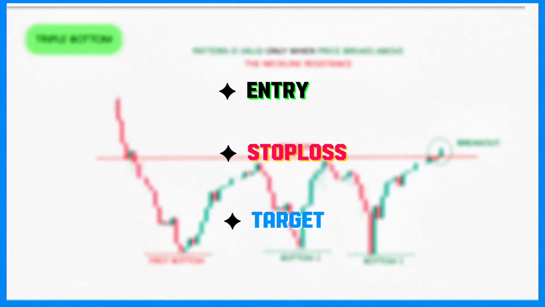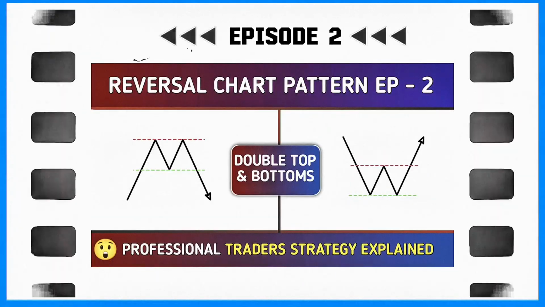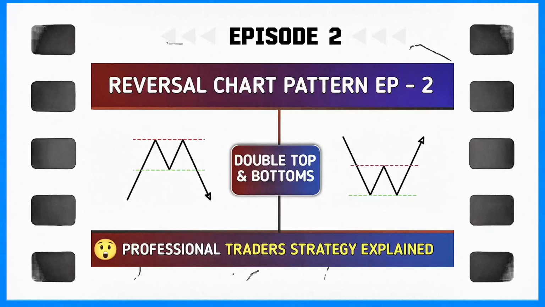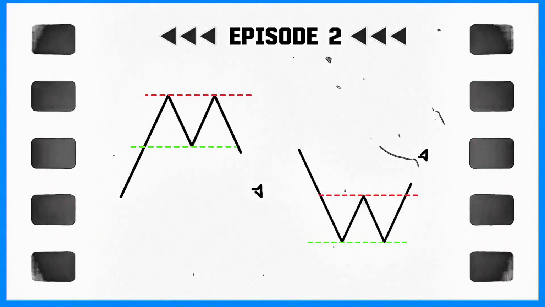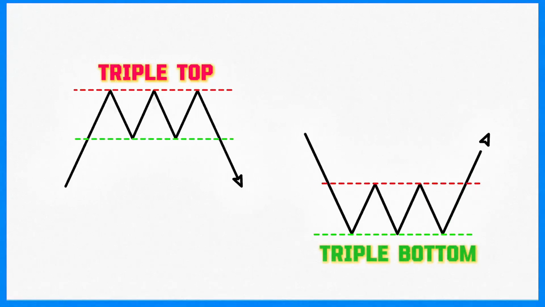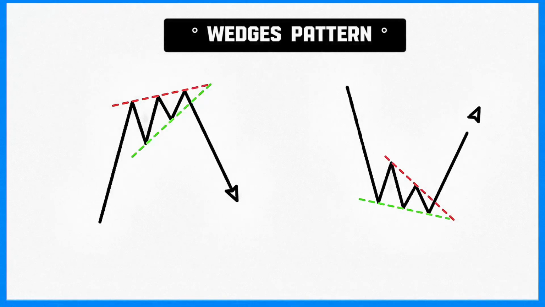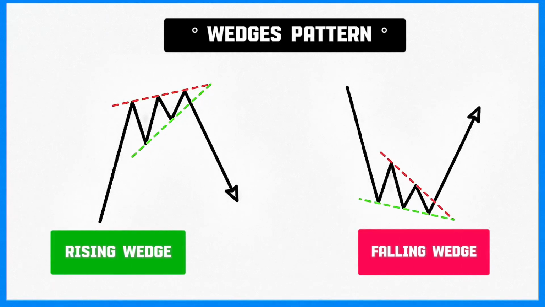So, if you're new or want a refresh, you can refer back to episode 2 of this series where I explain double tops and bottoms in detail. So that wraps up the triple top and triple bottom patterns, 2 of the most reliable reversal formations in technical analysis. In the next episode, we'll dive into the world of wedge patterns, a powerful setup that often gives traders early signs of reversals before they happen.